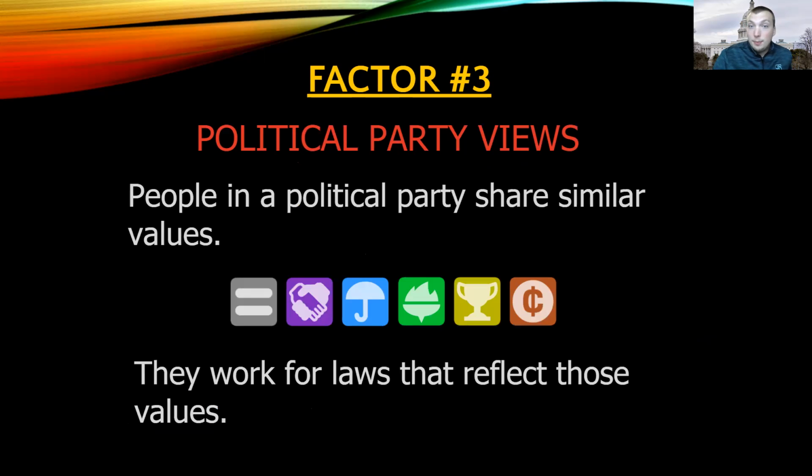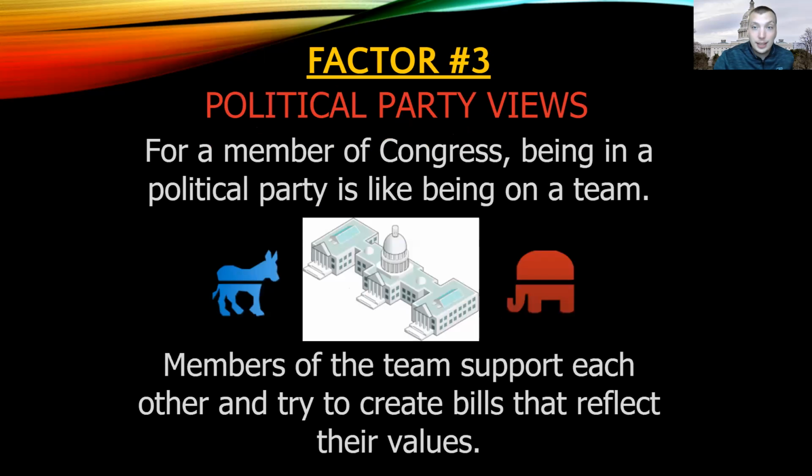Third, another big one that we mentioned before: people in a political party share similar values, and they work for laws that reflect those values. So political parties have particular stances that they like to keep to. And that's why it's so common that you see members of Congress voting along party lines so frequently. Kind of like being on a team, they create bills that reflect their values.